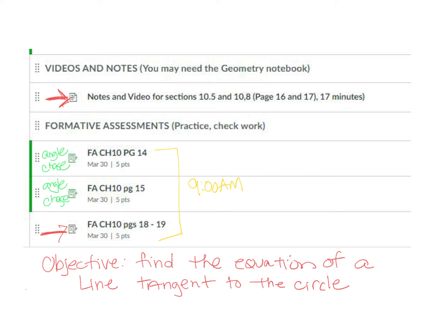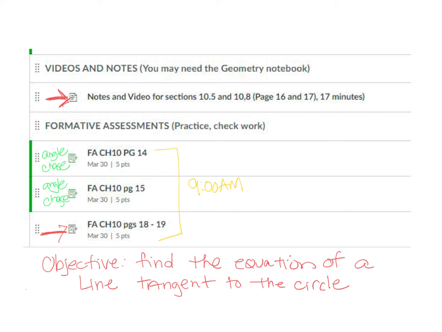As far as your formative assessments this week, our practice and checking work, this video and notes with example problems goes with this formative assessment here on pages 18 and 19. These other two are our other two angle chases that you should be able to, using the properties that we have learned so far in chapter 10, complete those.